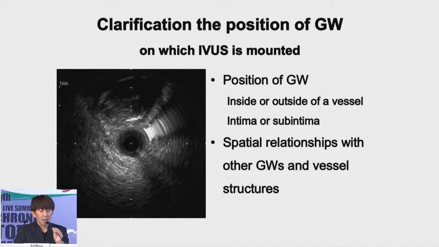Next, IVUS clarifies the guide wire position on which the IVUS catheter is mounted. IVUS plotted here. This is the wire entry in the subintimal space. After identification, the operator should handle the next wire.